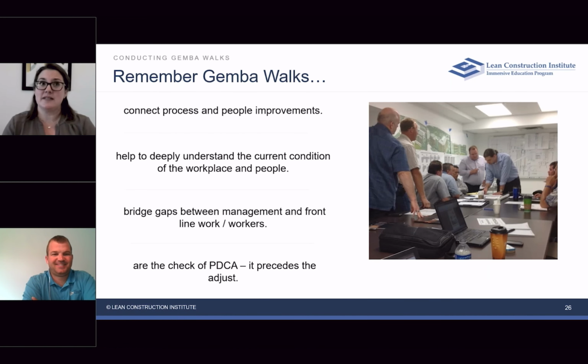All right, so Gemba walks, remember, connect process and people improvements. They help to deeply understand the current condition at the workplace and people. We want to bridge the gaps. And my favorite is the check part of the PDCA cycle. So we have a plan, we've gone and done it. Now it's our opportunity to check to see how that plan works and adjust. And I think in construction, the check part is the least used part of PDCA. We're really good at planning and really good at trying to do, and we're really good at changing how we do sometimes. It's really the deep check and the deep understanding of that.